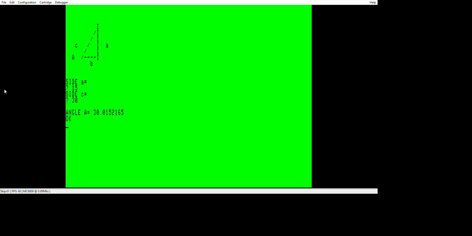So there's our answer. If we have a side of 15 and a hypotenuse of 30, the angle is 30.02 degrees, rounded to two decimals. So that is how arc sine works.